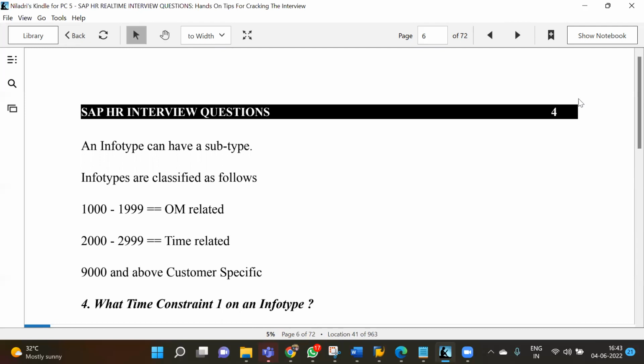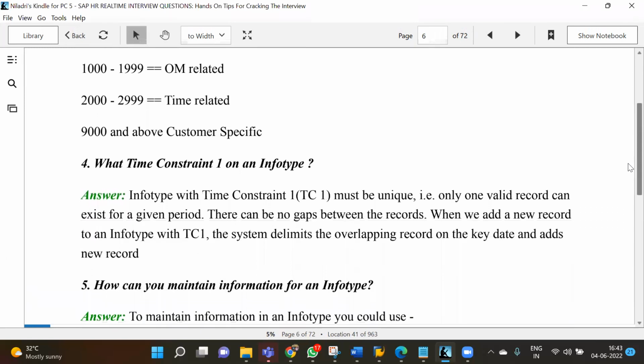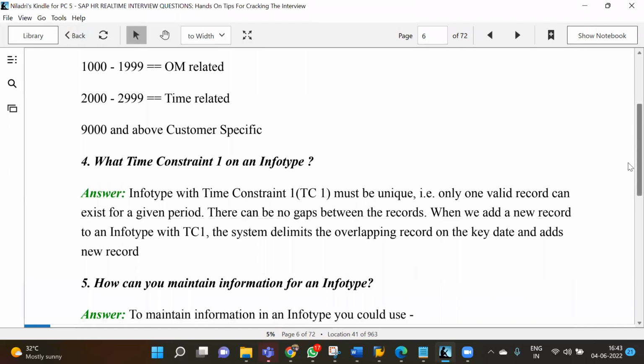Then the next one is, what is the time constraint? There are different time constraints. So this is also something you have to explore and you have to answer correctly, with an example. Okay, so in the interview they will be asking what are the different time constraints available in the info types. So that you can get through.